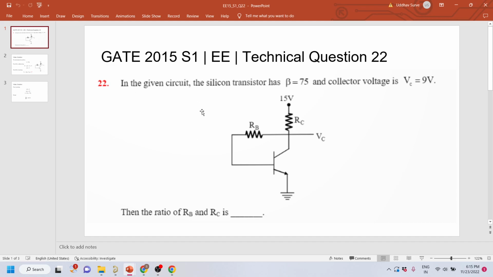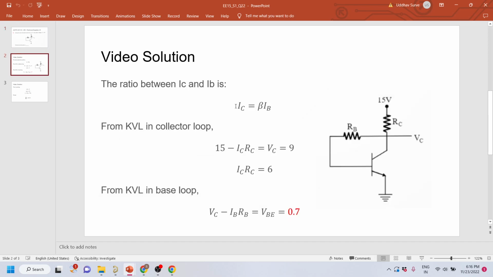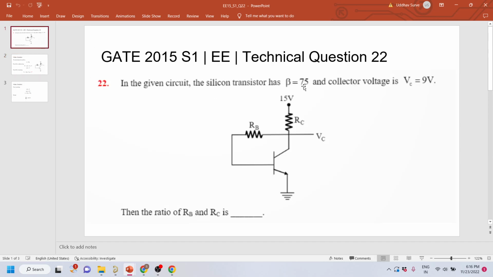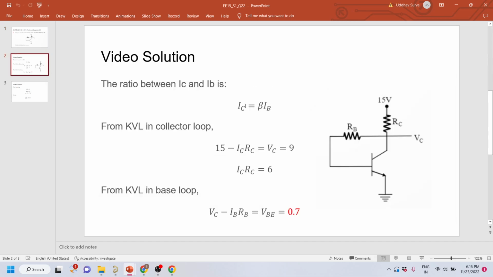So the first question, for Sairam Vignesh, as you have requested, I'll explain it again. This is the question where beta is given to us, beta is equal to 75, and the collector voltage is given as 9 volts at this node, and we have to find the ratio of R_B and R_C. Assuming that you know the fact that I_C is equal to beta I_B, and beta is given as 75, the ratio between I_C and I_B is 75. We apply KVL in the collector loop: 15 minus I_C R_C is equal to 9 volts, which is V_C that is given.